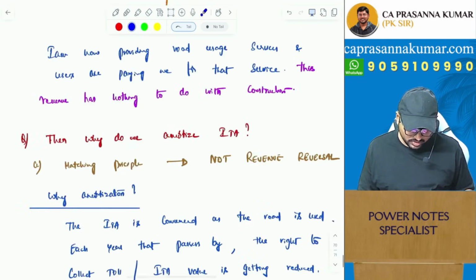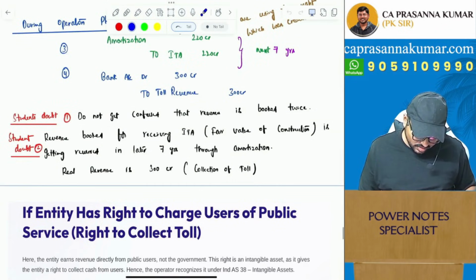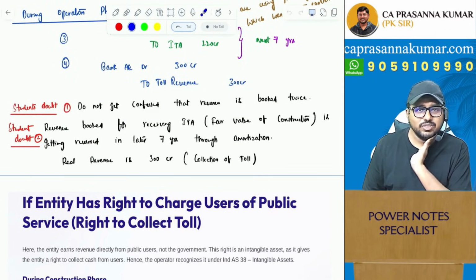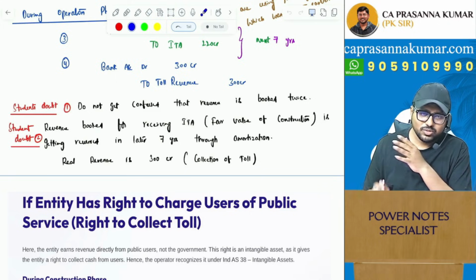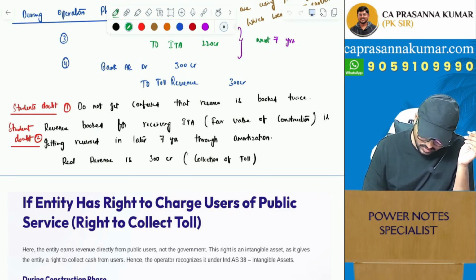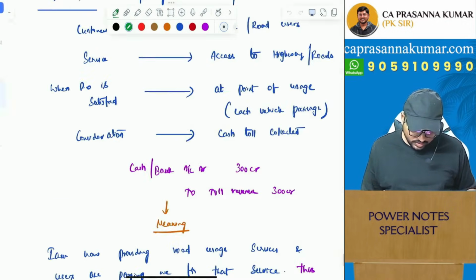Right. I hope this is clear. That is the reason. Don't arrive at a conclusion that you're recognizing revenue twice, or that you're reversing the initially booked construction revenue. No, both are two different POs. I'll put a cross over here. Wrong. So we took a lot of time to explain the whole thing.